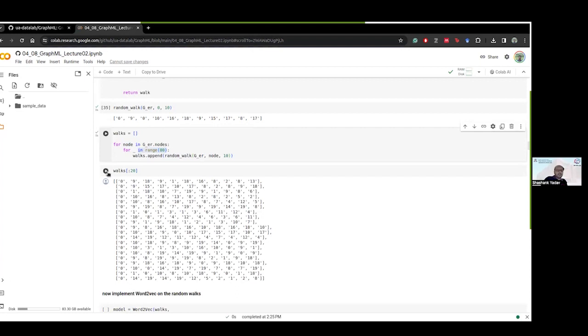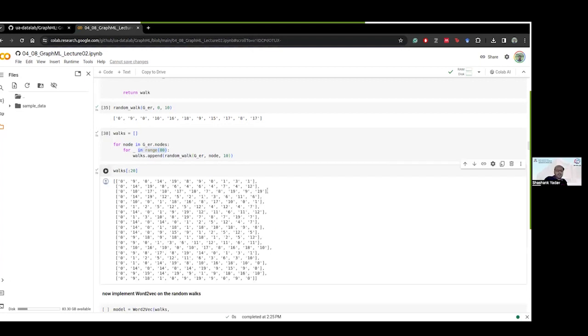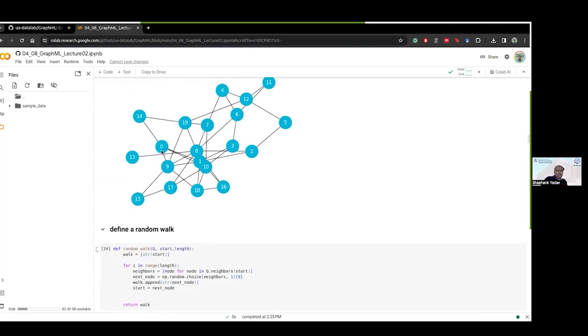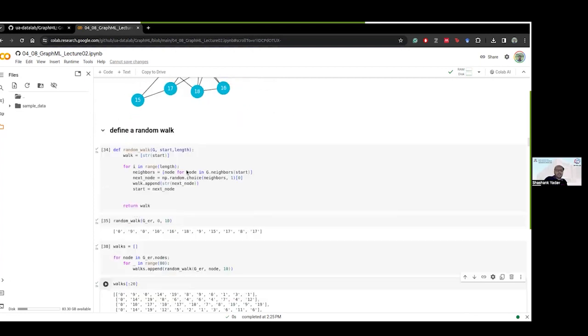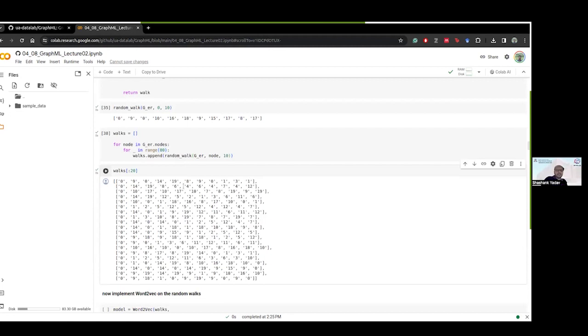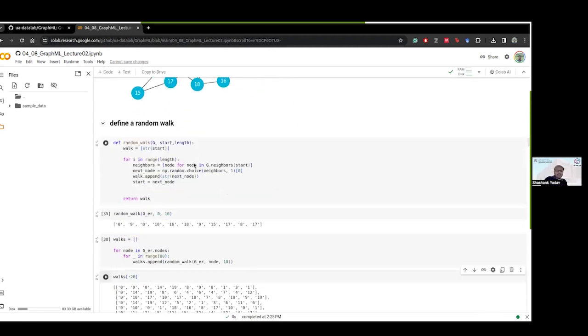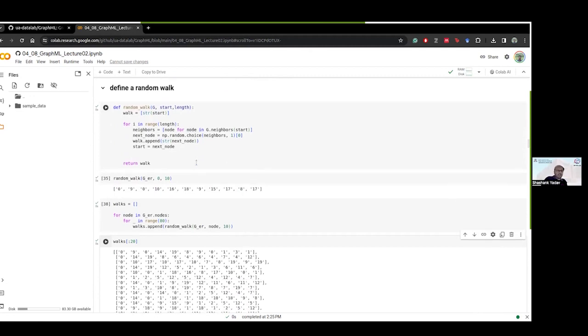For example, if you run this and see the first 20 examples, each one of them is length 10. Let's see the first two: it starts 0, 9, 0, 14, 19. So now this random walk is exploring this part of the graph. Next we see 14, 19, 8, 6, so now it is exploring that part. You can say 80 different random walks, or 80 trajectories, for each node. Yeah, 80 trajectories is also good.